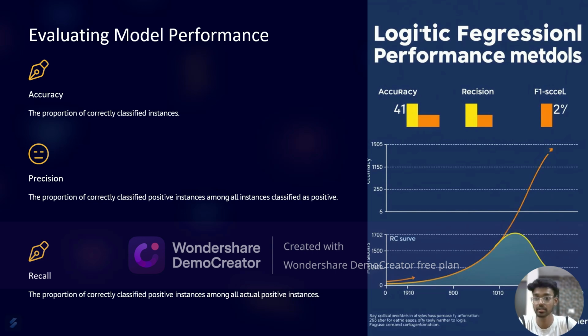First, accuracy, the proportion of correctly classified instances. Precision, the proportion of correctly classified positive instances among all instances classified as positive. Recall, the proportion of correctly classified positive instances among all actual positive instances.